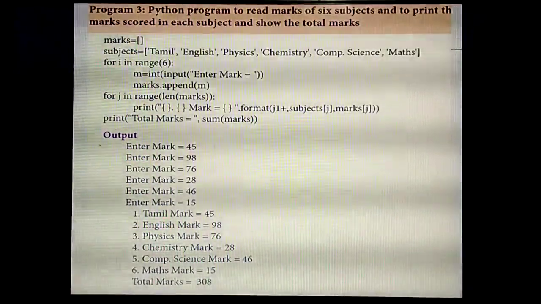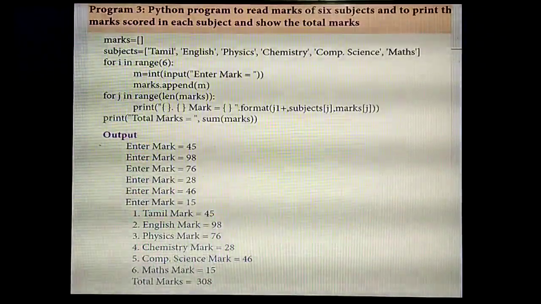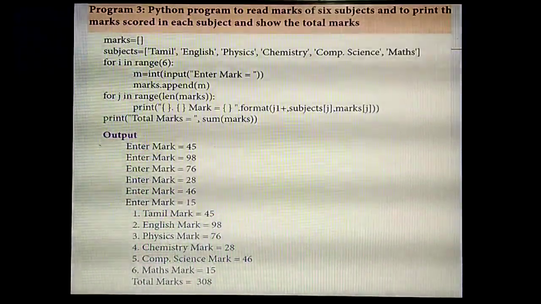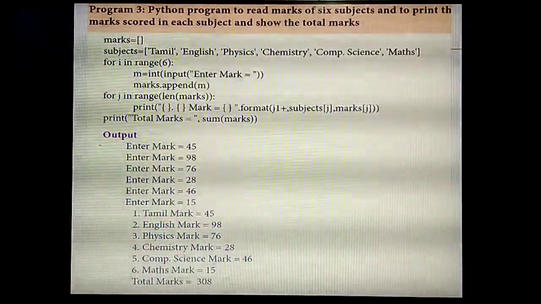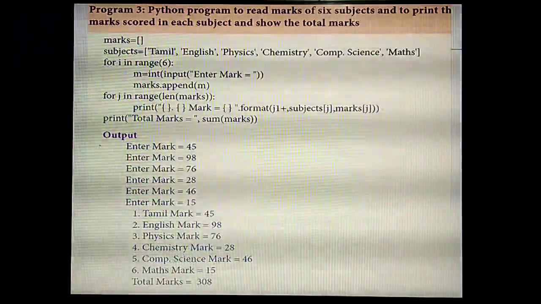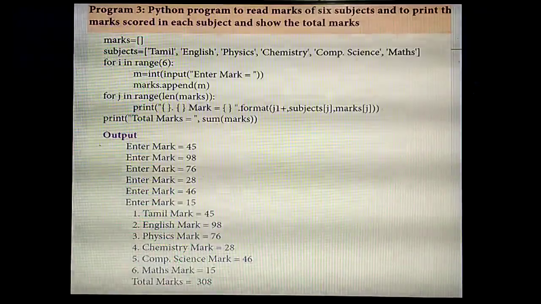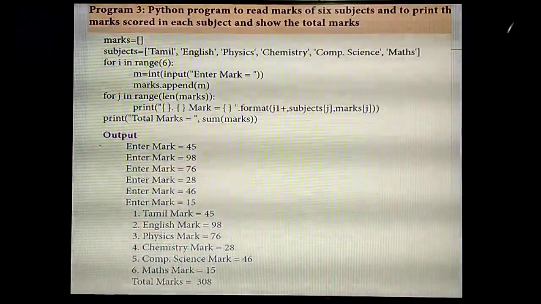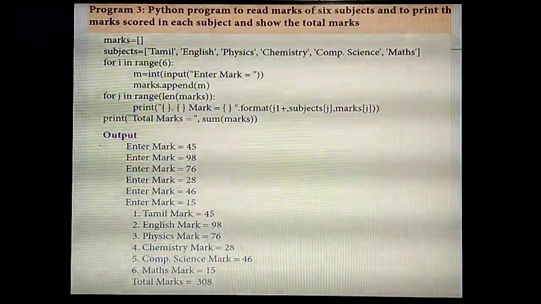For that, you are going to create a variable called i. For i in range(6). What's the meaning of range(6)? You need to enter the marks for 6 subjects. Range(6) means 0 to 5. The range function always takes the value n minus 1. So 0 to 5, totally 6 subjects.